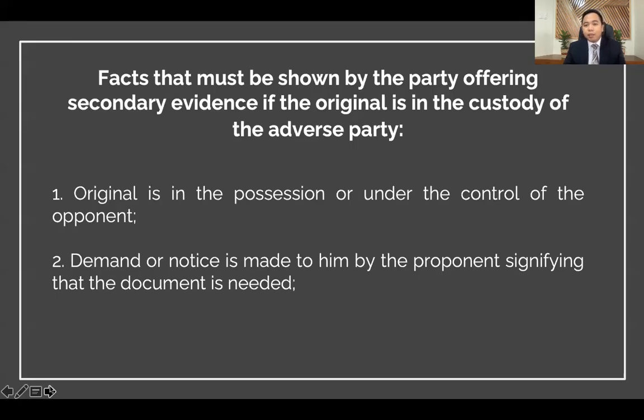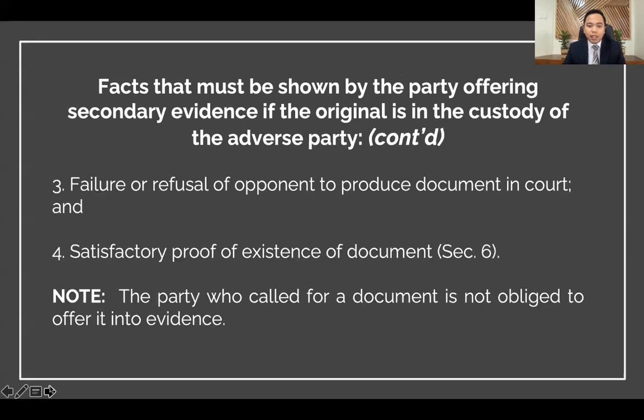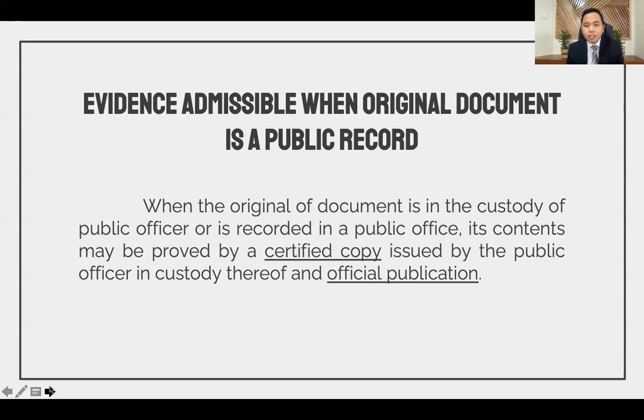What are the facts that must be shown by the party offering secondary evidence if the original is in the custody of the other party? First, the original is in the possession or under the control of the opponent. Second, there is a demand or notice made to him by the proponent signifying that the document is needed. Third, there was refusal or failure of the opponent to produce the document in court. And fourth, there is satisfactory proof of the existence of the document. Take note that the party who called for a document is not obliged to offer it into evidence.